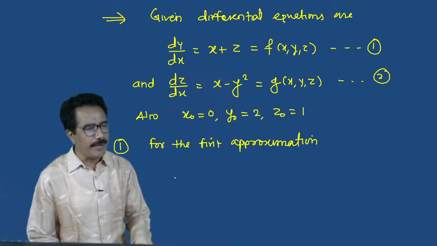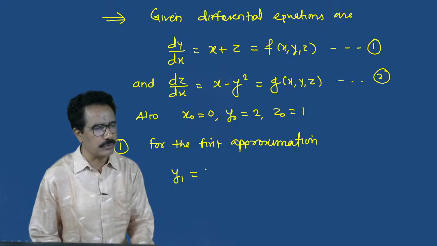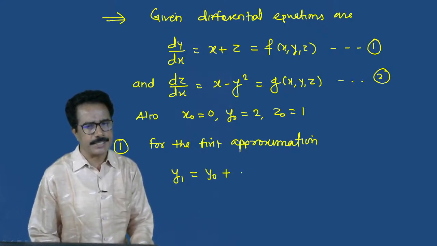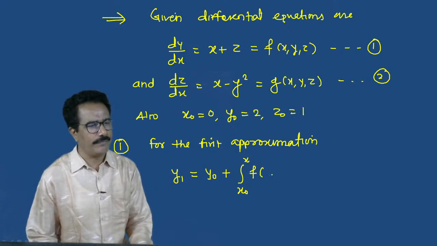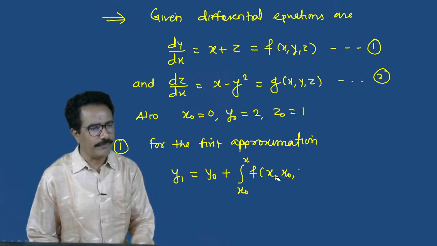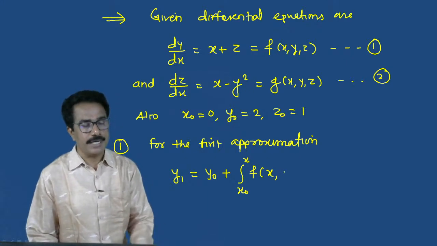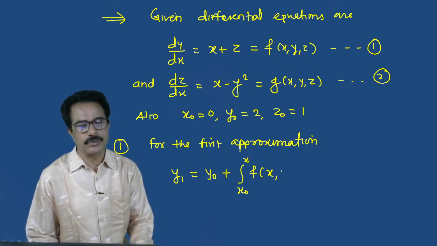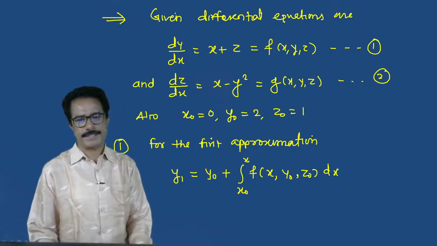We have to write y1 equals y1, or say u1 of x, no problem. y1 equals y0 plus the integral from x0 to x of f of x comma u1 of x, u2 of y, we can write it this way. So it will be y0 comma z0 dx.